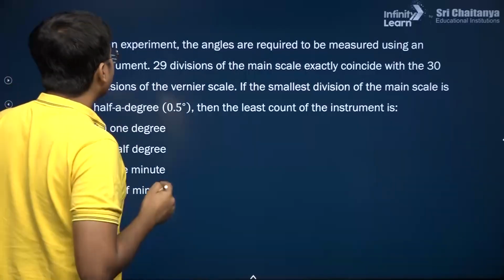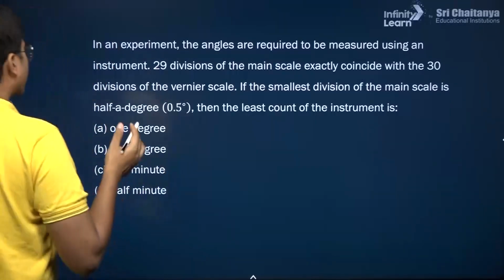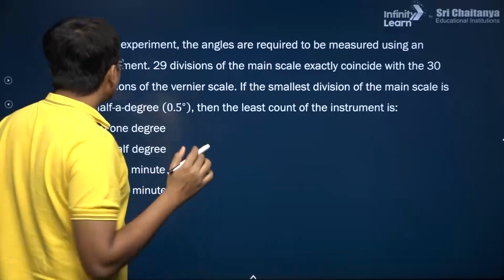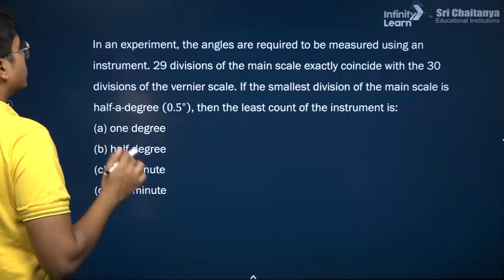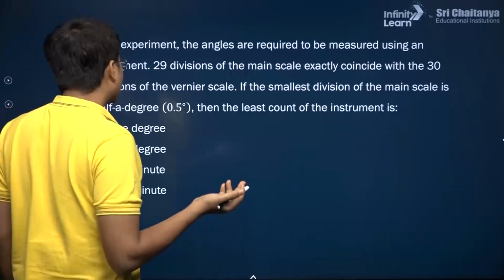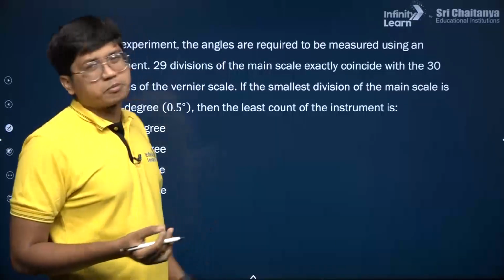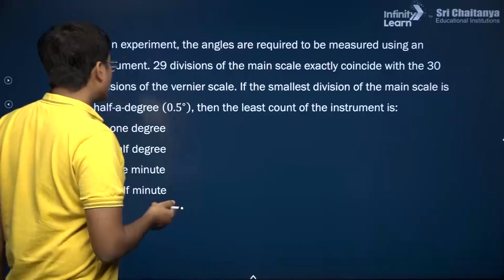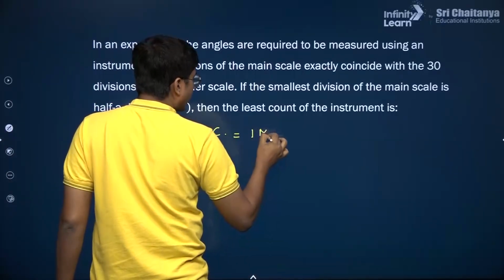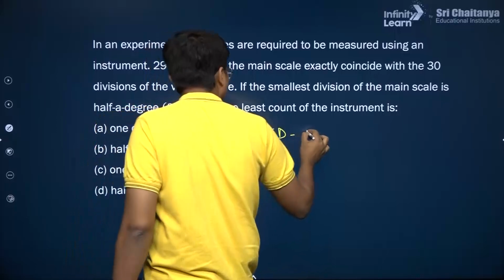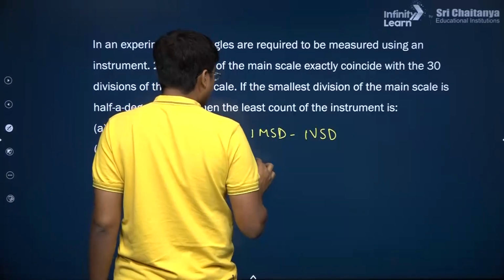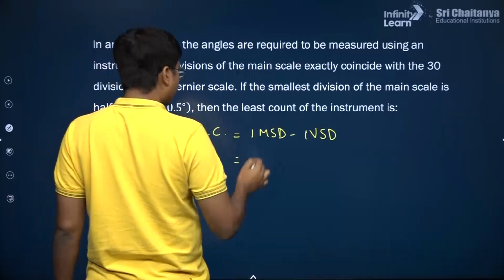Moving on, this says the angles are required to be measured using an instrument. 29 divisions of the main scale exactly coincide with 30 divisions of the vernier scale. If the smallest division of the main scale is 0.5 degree or 30 minutes, then the least count of the measurement is simple formula based. We know that the least count LC is equal to 1 MSD minus 1 vernier scale division. So 1 main scale division is, where is it? Half degree.